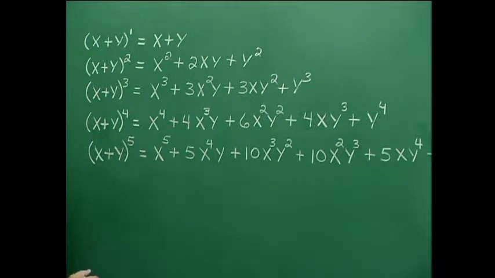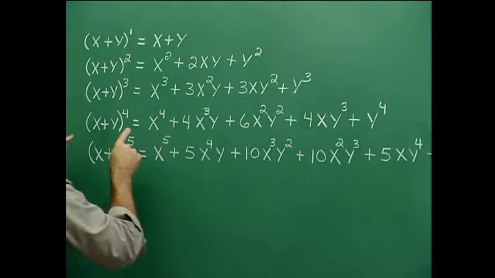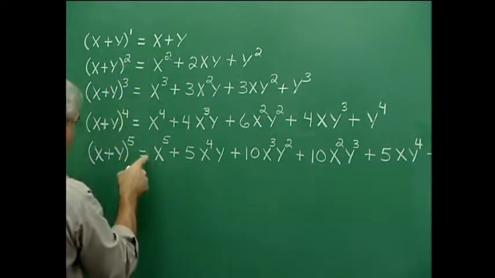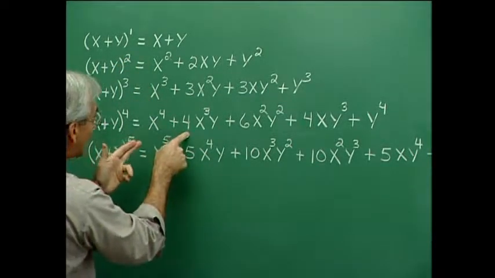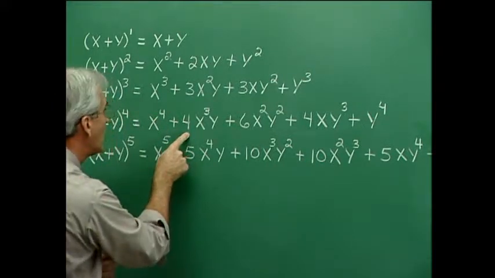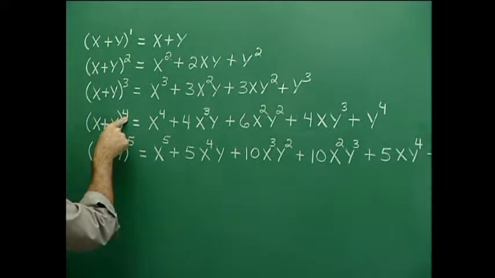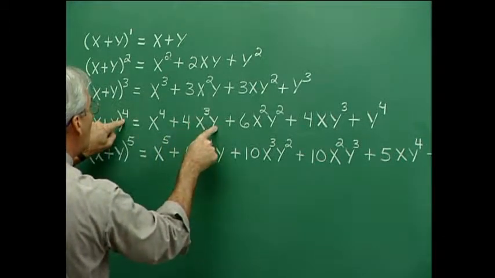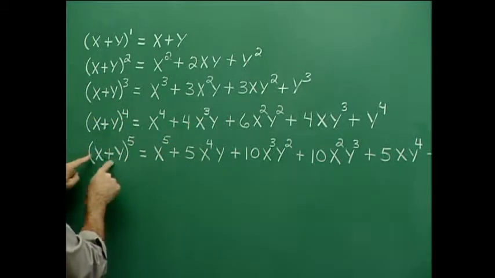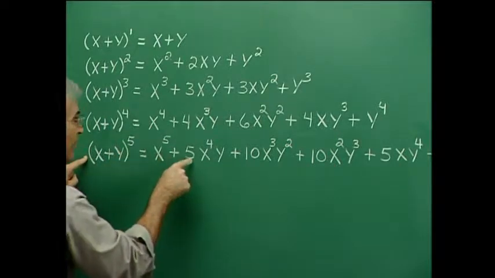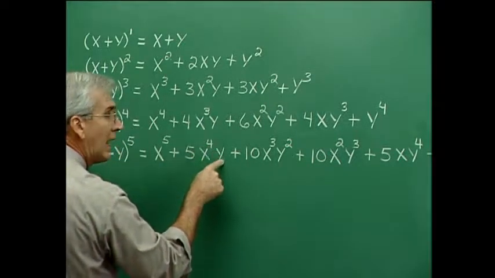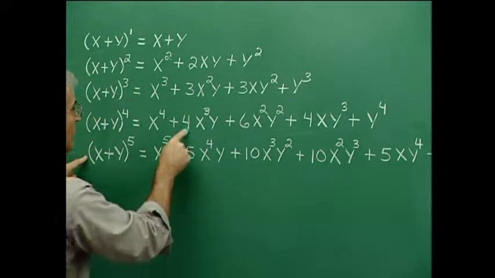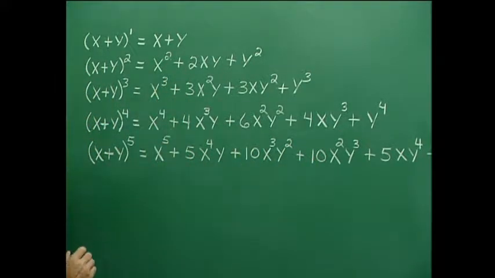Well, what about coefficients? Well, it turns out that the leading coefficient is 1 for all of these, and then the next coefficient happens to correspond with the exponent you see in the expansion. So here we have 4x cubed y, and here in the expansion of (x plus y) to the 5th we have 5x to the 4th y. And we'll talk about other coefficients in a little bit, but that's one that we can pick off right away.